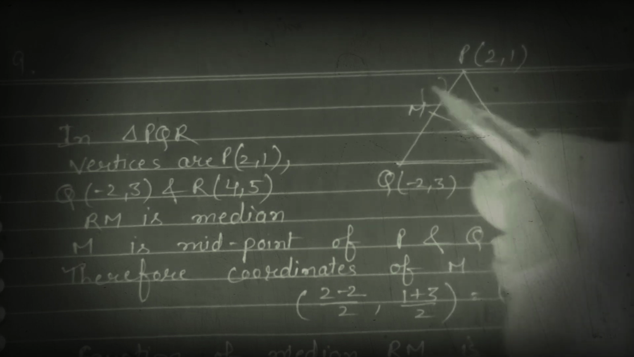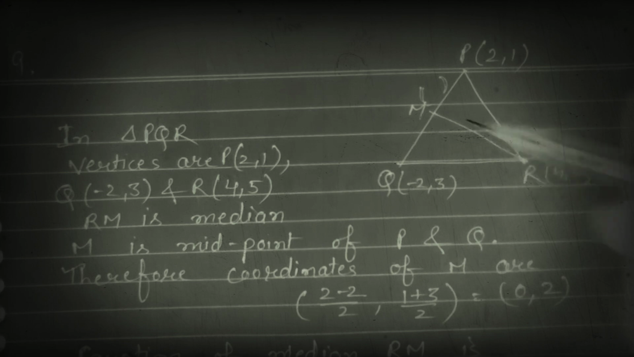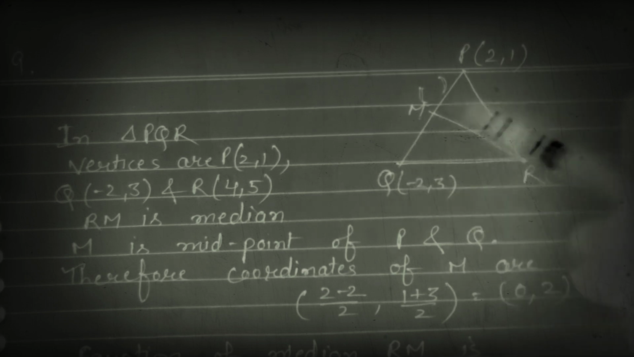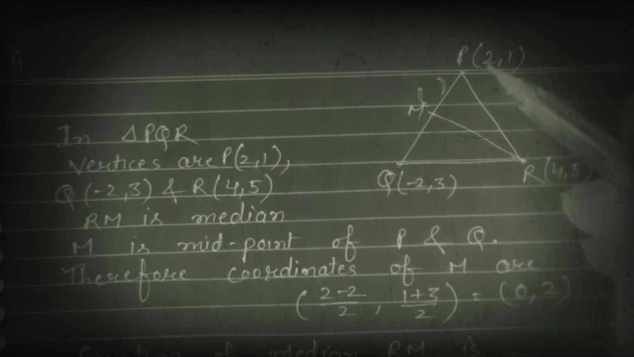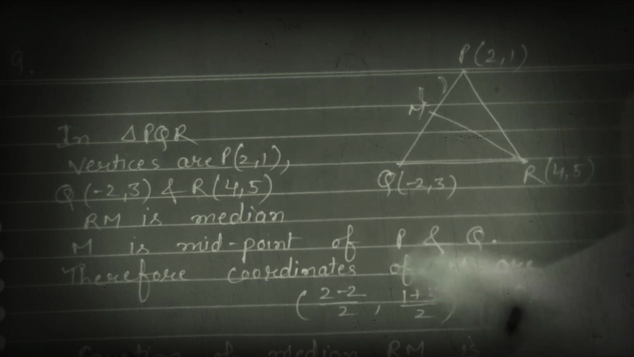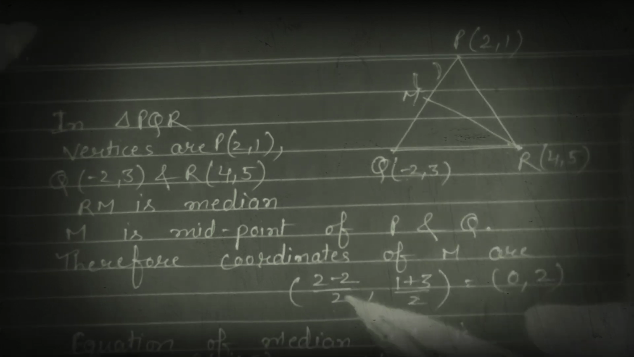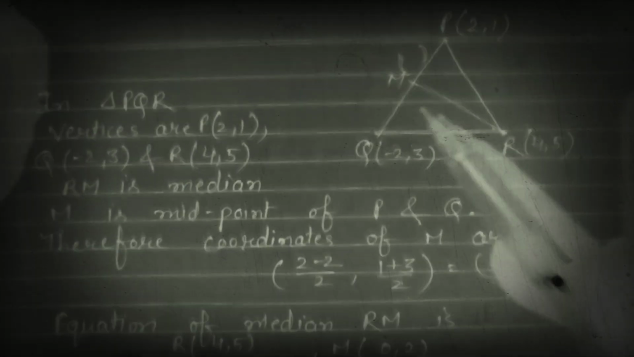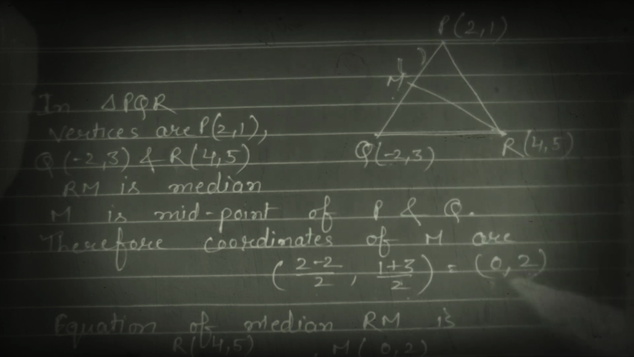We know that M is the midpoint of P and Q. So firstly we will find M. Then we will get 2 points, and if 2 points are given, then we can find the equation. So by using the midpoint formula we can find M. Midpoint is (x1 plus x2) upon 2, (y1 plus y2) upon 2. So (2 minus 2) upon 2, (1 plus 3) upon 2. So this is (0, 2). Midpoint is (0, 2). M is (0, 2) here. Clear? The coordinates of M are (0, 2).